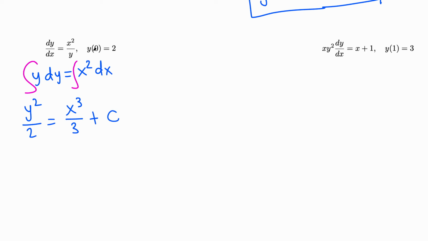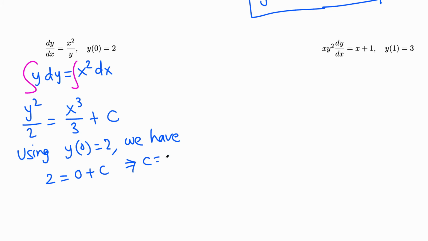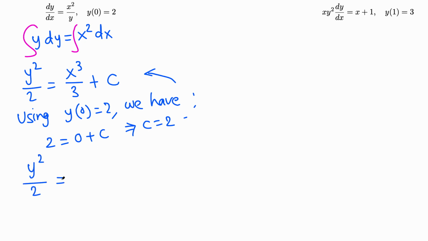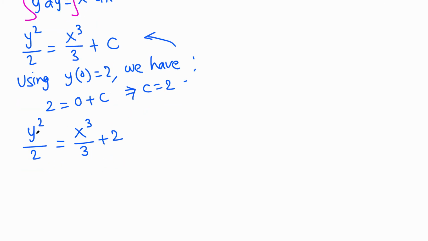Now we can use y at 0 equals 2 first to determine c, then solve for y, or we can solve for y first, then find the value of c later. It's the same thing. So using the initial condition y at 0 equals 2, y is 2 when x is 0. So 2 squared is 4, over 2 is 2, x is 0, plus c, that means c is 2. Now substitute here, we get y squared over 2 equals x cubed over 3 plus 2. Now we need to isolate y, so to get rid of the 2 in the denominator, we can multiply both sides by 2.